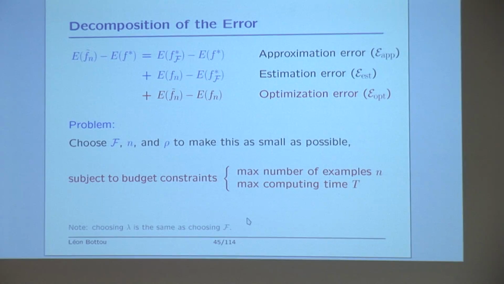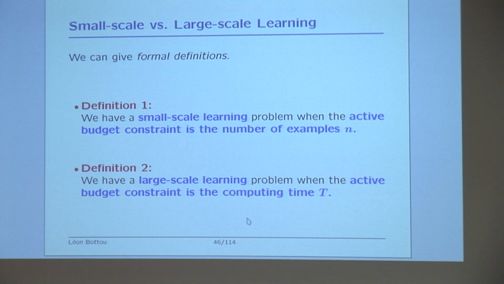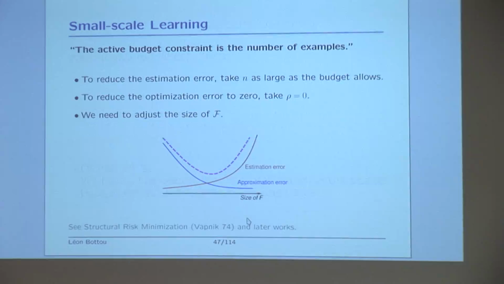So this is a kind of optimization problem, and we know that the solutions are going to be dramatically different depending on which constraints are active or not. So I'm going to say that this is a small-scale problem when the active budget constraint is the number of examples. So I'm constrained because I have few examples. And I'm going to say this is a large-scale problem when the active budget constraint is the computing time. Well, there are cases where you could have both, but that's corner cases.